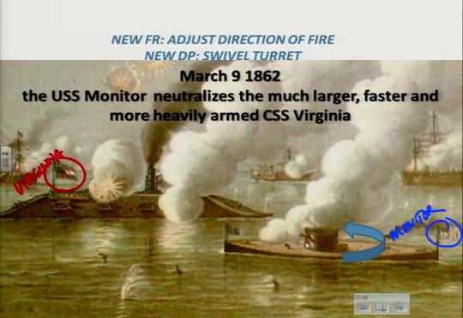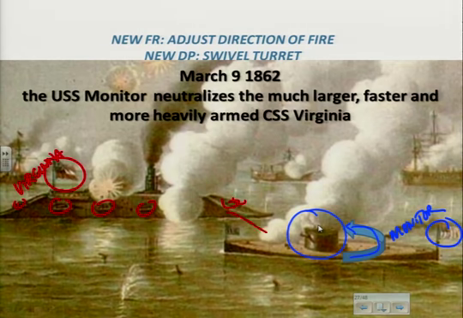Then the Monitor comes down and engages it. Now here is the swivel turret. Here is the swivel turret. So this is able to, as this arrow indicates, move independently of the direction of the ship. All of the Merrimack, all of the Virginia's guns are fixed. So if I want to change the direction I'm shooting, I've got to change the direction of the ship.